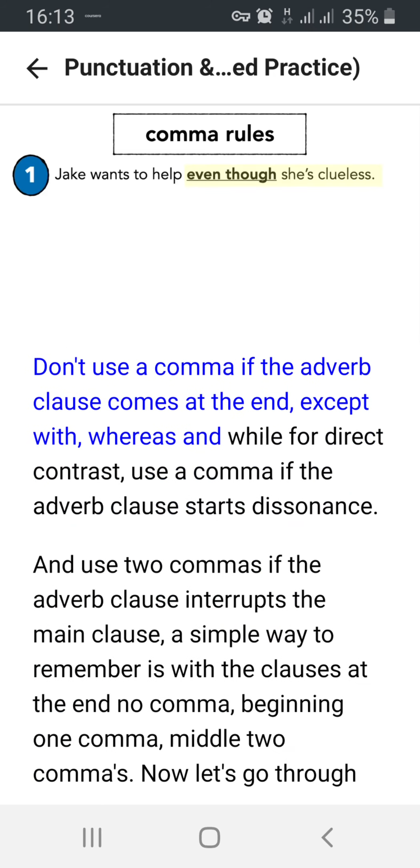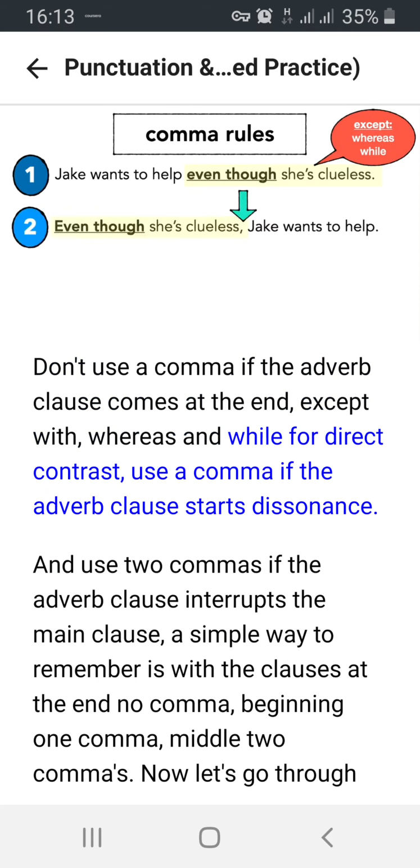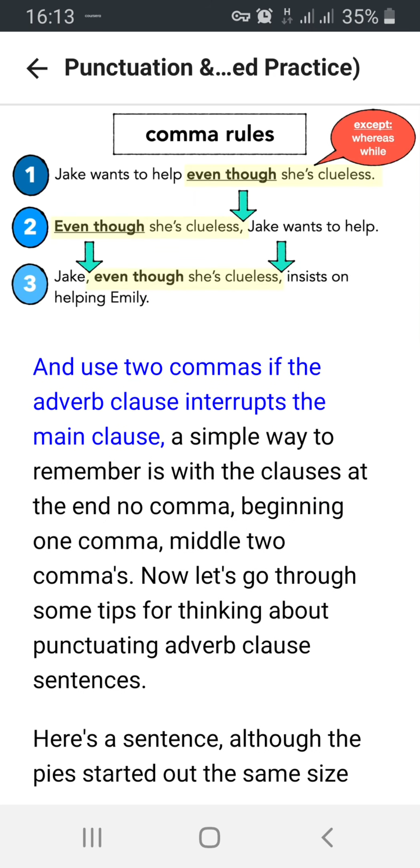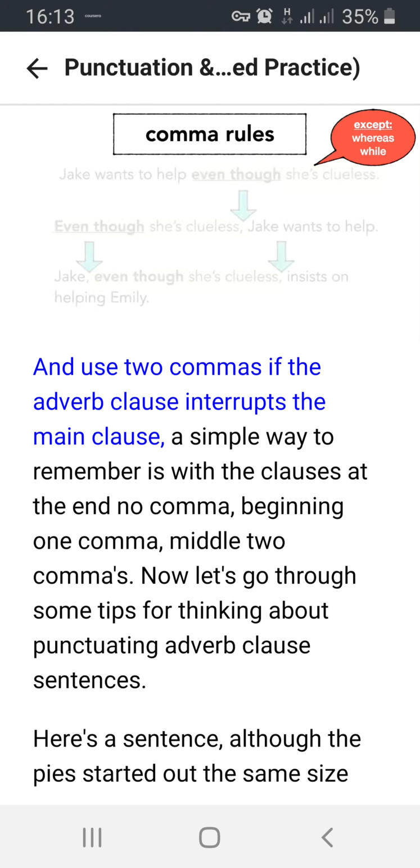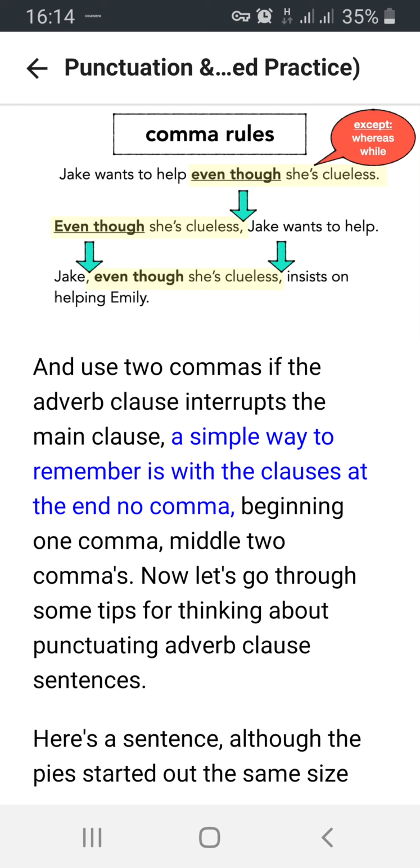Don't use a comma if the adverb clause comes at the end, except with whereas and while for direct contrast. Use a comma if the adverb clause starts the sentence, and use two commas if the adverb clause interrupts the main clause. A simple way to remember is, if the clause is at the end, no comma. Beginning, one comma. Middle, two commas.